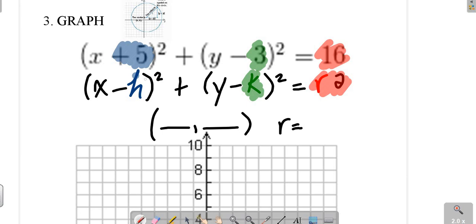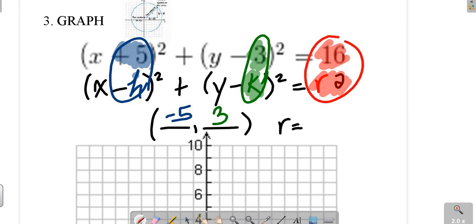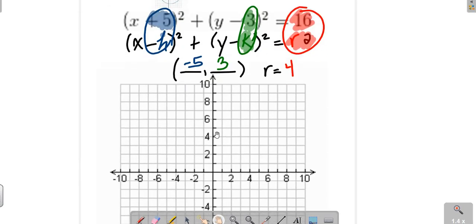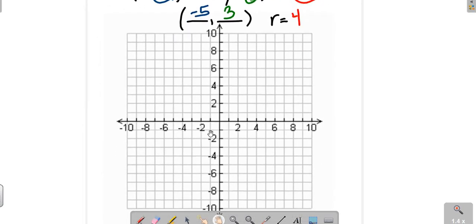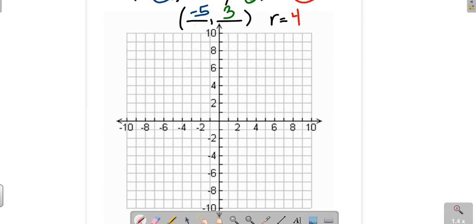Alrighty. So our h has to be negative 5, our k positive 3, and if r squared equals 16, our radius is 4. I love graphing circles. They are so very easy. We're going to start by graphing our h, k, which is the center of the circle. There's our h, k, negative 5, positive 3.